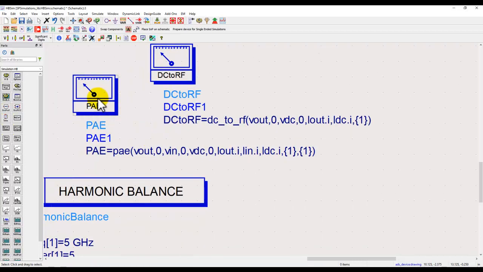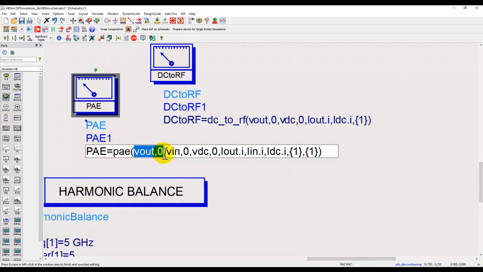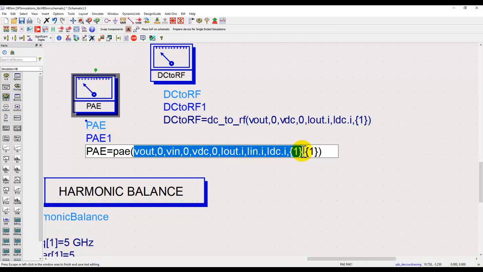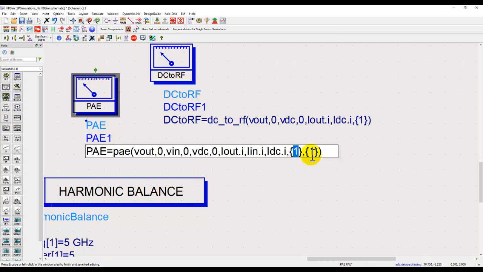Similarly, for PAE, remember the formula is P out minus P in divided by PDC. So basically, we need all three inputs here. So we have V out, V in, and VDC. And in the same order, you have I out, I in, and IDC. And index 1 simply means the index of the fundamental at the input to compute P in, and index 1 of the output to compute P out, and 1 simply means fundamental.